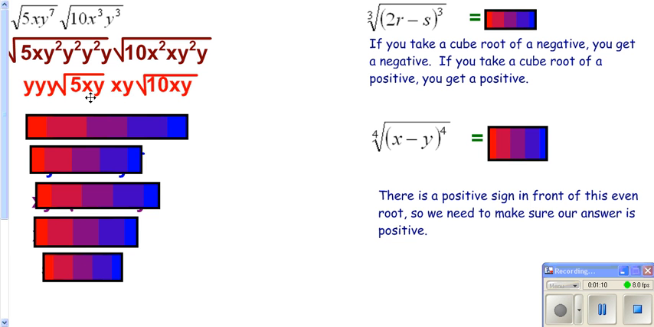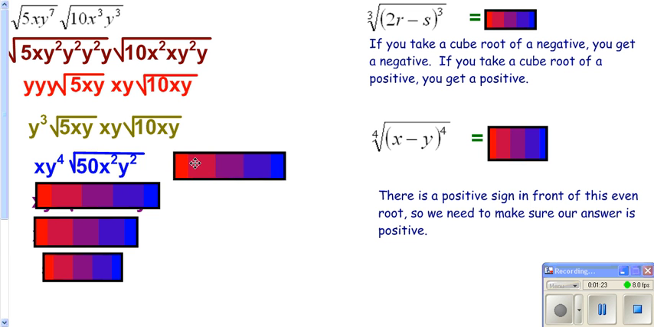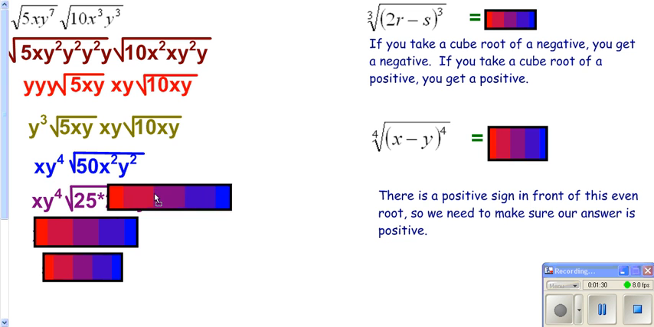Now you want to multiply what's in front of your roots together. Okay? This times this here gives you this. Then multiply what's inside of your roots together. 5 times 10 is 50. X times x is x squared. Y times y is y squared. So now we want to simplify what's inside of your root.